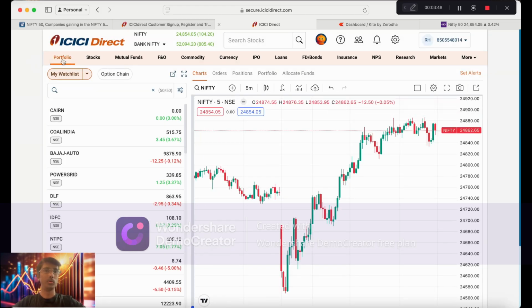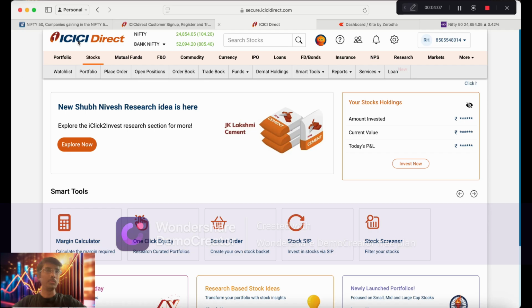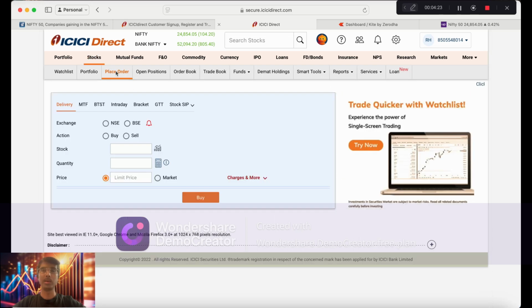We have portfolio, stocks, mutual fund, F&O, commodity, currency, IPO, loan, FD bonds, insurance, NPS, research, market, and more. These are also menus in the ICICI trading account. I will just go through an overview, not in depth. Coming to stocks, in the stocks menu we have watch list, portfolio, and place the order. If you want to place the order, we have to go to place the order.